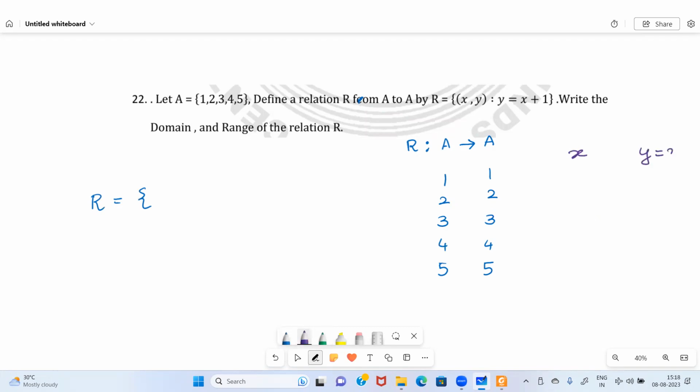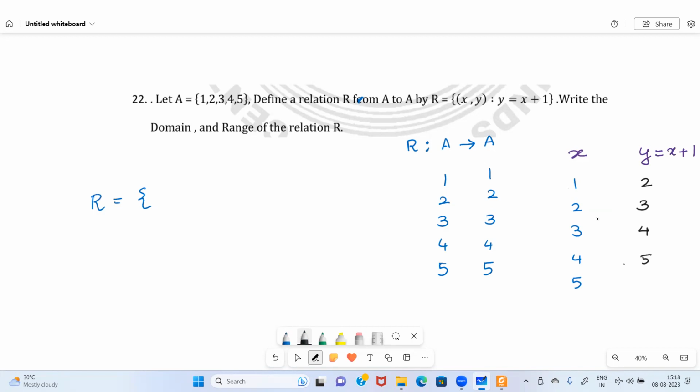We know that y is equal to x plus 1. Okay. So now x is 1, 2, 3, 4, 5. Let us write it down. We'll see what are all possible, what are not possible. Y is equal to x plus 1. So 1 plus 1, 2. So when x is 1, it is 2. When x is 2, y becomes 3. When x is 3, y becomes 4. When x is 4, y becomes 5.